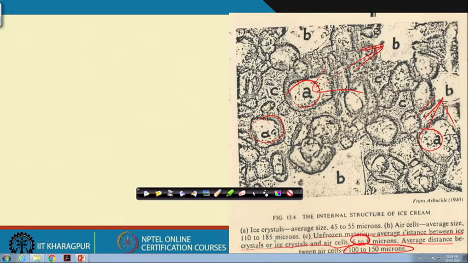Between air cells, where the average size is around 110 to 185 microns, this is the air size, whereas ice crystal size is around 45 to 55 microns, right. So, the air cells distance, that is B to B, is around 100 to 150 microns. So, this is under the microscope. If you look at it, it looks like that, right.